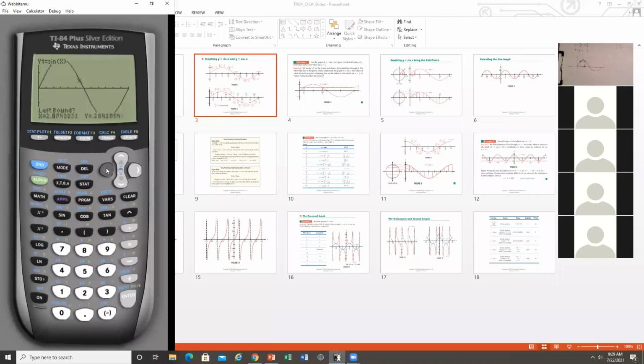So ladies and gentlemen, to establish a left bound, I need to navigate my blinking cursor so that it's to the left of that high point, somewhere to the left. It doesn't matter where you put it to the left. Just put it in the local vicinity, somewhere to the left of the high point. Hit enter, and notice your calculator now wants a right bound.